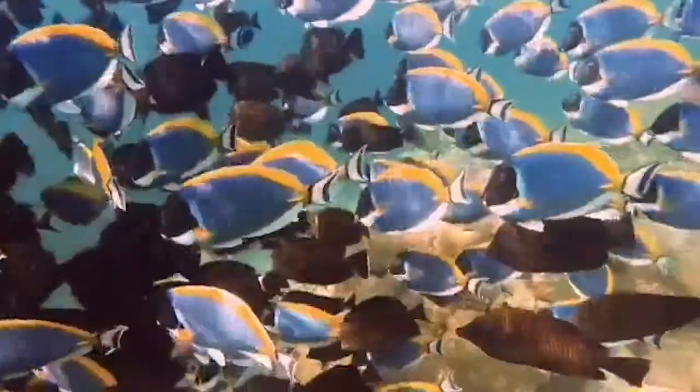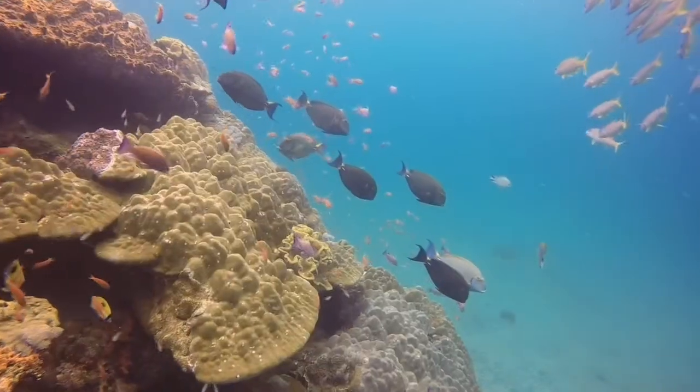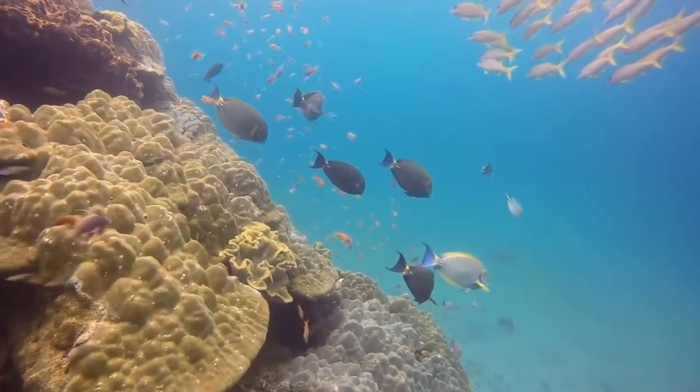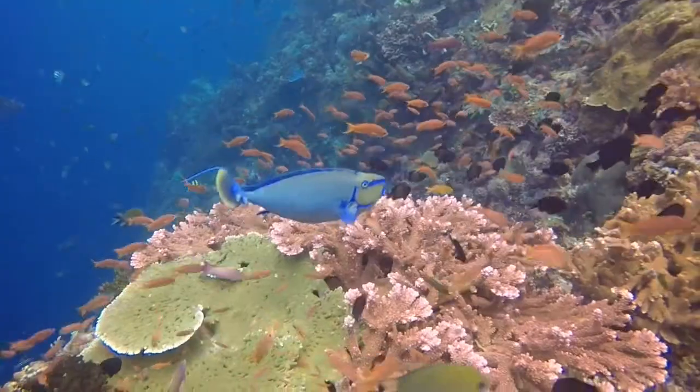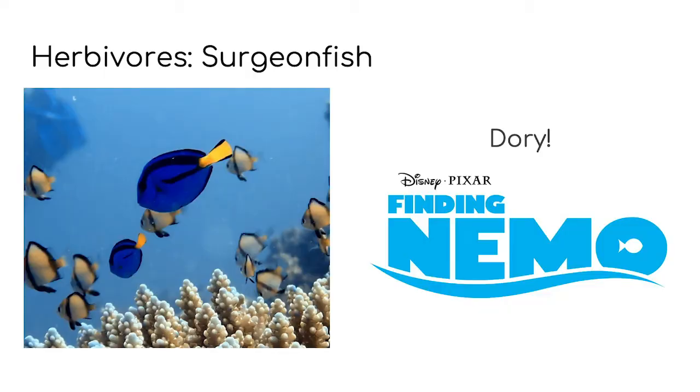There are about 50 species of surgeonfish in the world, which also include a fish called unicornfish. You might recognise this fish as Dory from Finding Nemo or Finding Dory. She's a regal blue tang or a palette surgeonfish. Now, surgeonfish have a spine as sharp as a surgeon's scalpel or knife at the base of their tail.